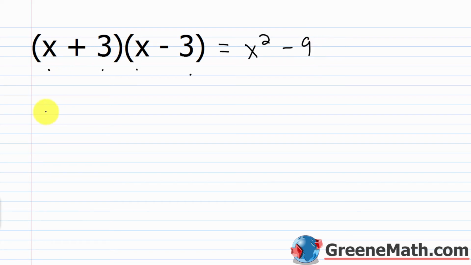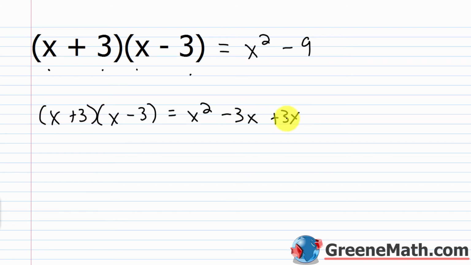X times x is x squared. Let me kind of write this out real quick. Then the outer, x times negative 3 is minus 3x. The inner, 3 times x is plus 3x. So those are going to cancel. And then the last, 3 times negative 3 is minus 9. Right? This cancels. And again, you end up with x squared minus 9.